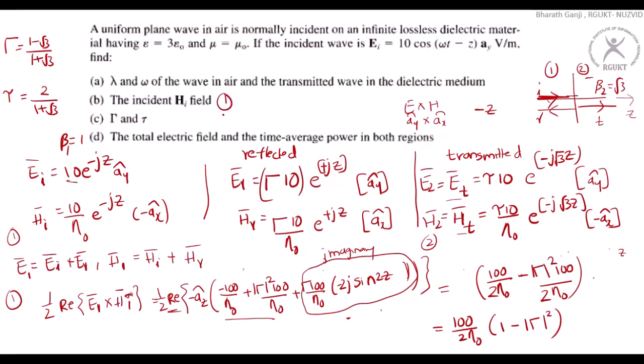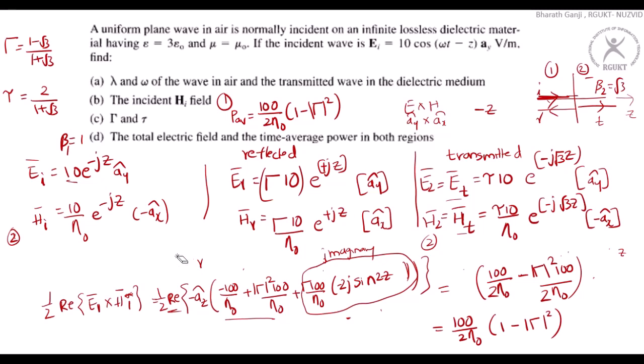So in the first region we have the time average power as 100 by 2 eta naught 1 minus modulus of tau whole square. Let me erase this thing here. Let us do it for the second region. In the second region, I need to calculate the time average power. In the second region there is only one field.